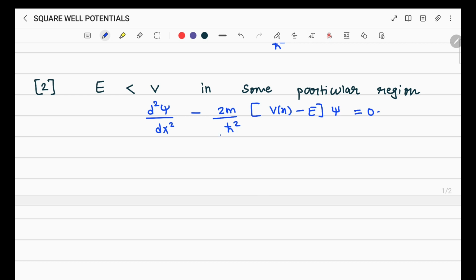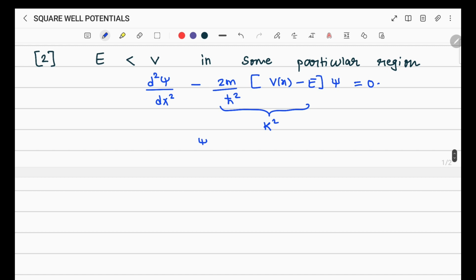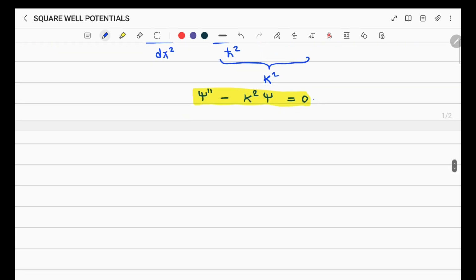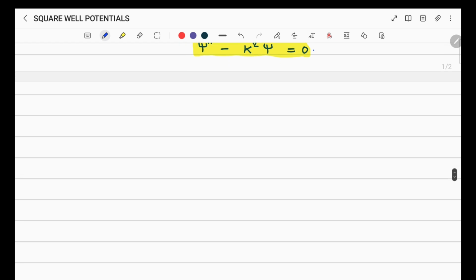In this Schrodinger equation, now here we can take this as k square. So it becomes psi double dash minus k square psi equal to 0. A very simple equation to solve, and even if you still don't know how to solve it, you can refer to the notes in the Telegram channel. So the solution of this equation will be of exponential functions such as A e to the power of kx plus B e to the power of minus kx. This is the solution in some other region.